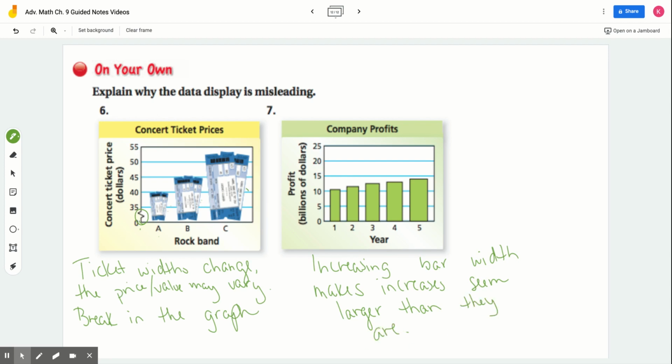Now, it's important when we are studying data in displays that we're identifying any things that might be misleading so that we're really grasping the information for what it truly is and that we're not led to believe something different than what might be true.